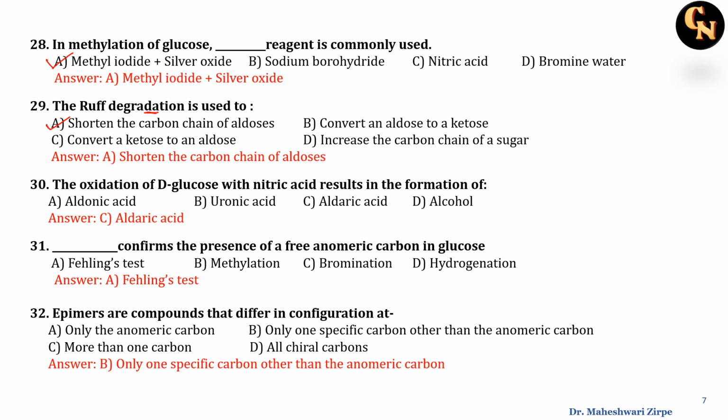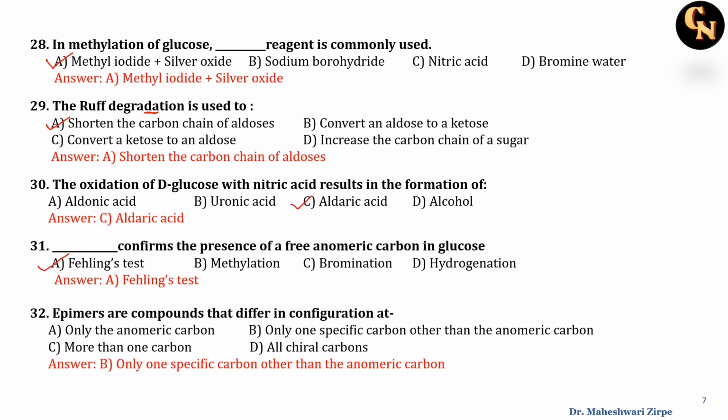Next one is oxidation of D-glucose with nitric acid results in formation of dash. So here, with nitric acid, when D-glucose oxidizes, it gives you aldaric acid. Okay. Then 31st one is dash confirms the presence of free anomeric carbon in glucose. So which is the test which is going to confirm that there is a free anomeric carbon present on glucose? So that is Fehling test.